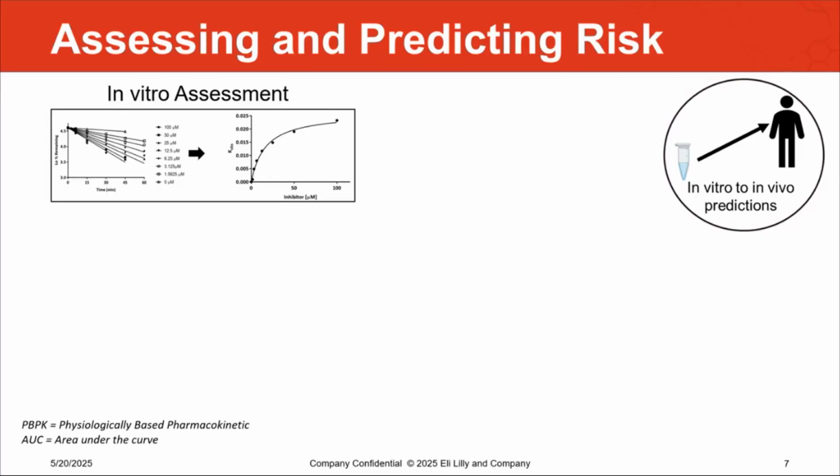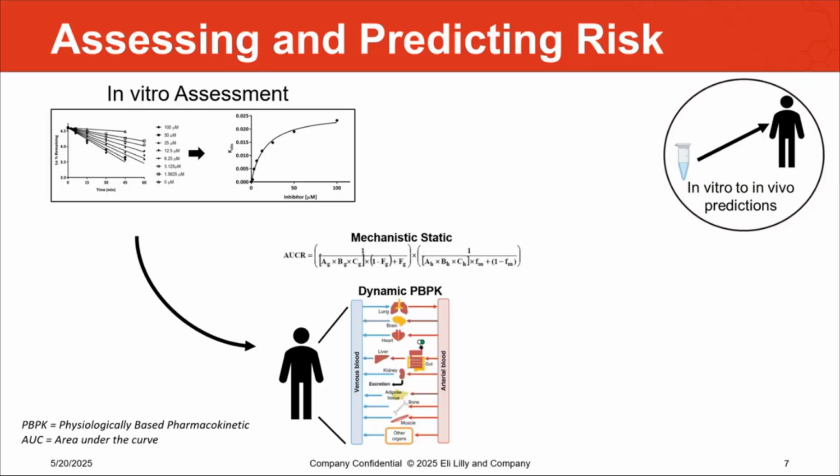And so we do this through the process of in vitro to in vivo predictions. In early discovery, we'll run a battery of different assays. The more complicated or kinetic ones give us an idea of potency as well as rates. And so we'll take those in vitro values and incorporate them into either mechanistic static or dynamic physiologically based pharmacokinetic models, or PBPK models. Now, these models serve the purpose of understanding risk, and there are pros and cons to each.